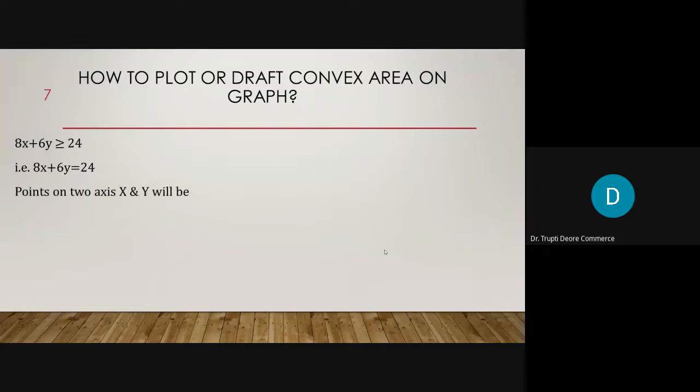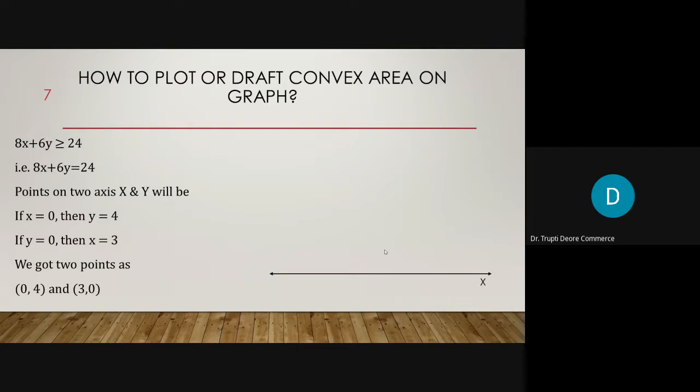Then we will find out the points at x and y. So if x is 0, y becomes 4, right? 24 divided by 6 is 4. And if y is 0, then x is equal to 3. So we got the 2 points, that is 0, 4 and 3, 0. So when we draw it on a graph, we'll get it like this.